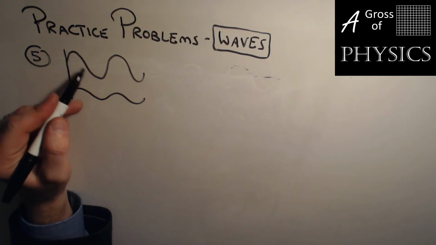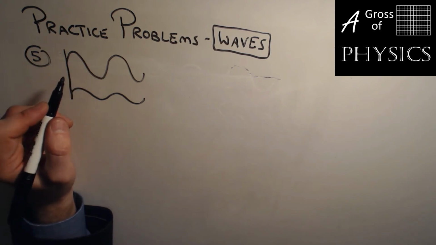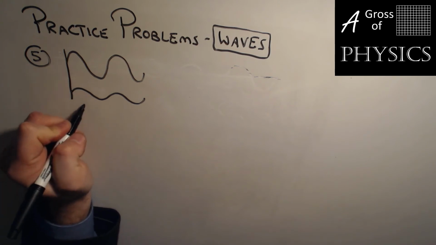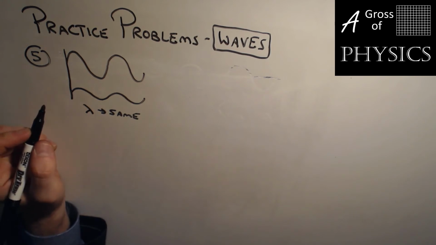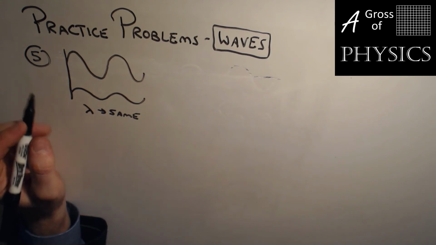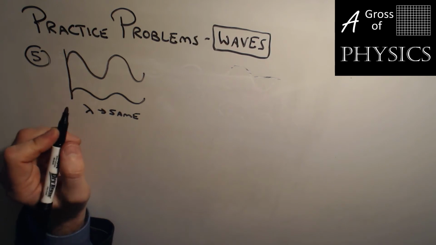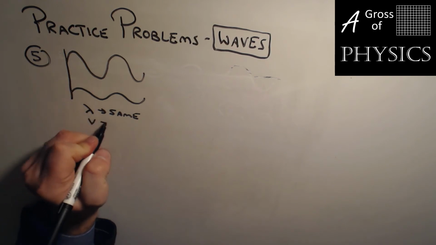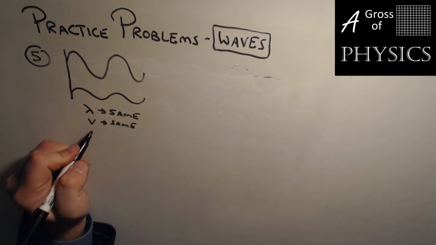Now, from this diagram, which isn't as good as the one on the actual exam, we're going to see that the wavelengths are the same. We're going to know that if the wavelengths are the same and they're traveling in the same medium, that means the speed is the same, v is the same. That means the frequency is the same.